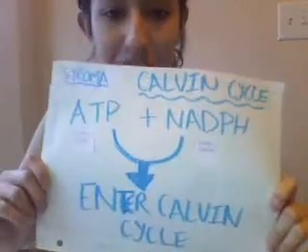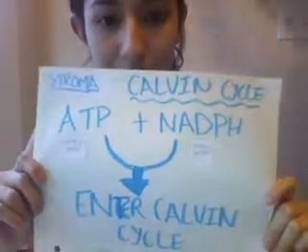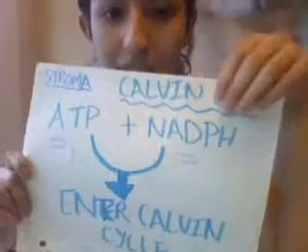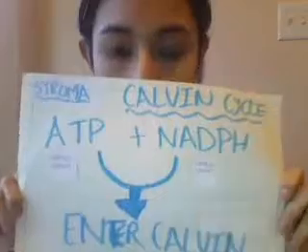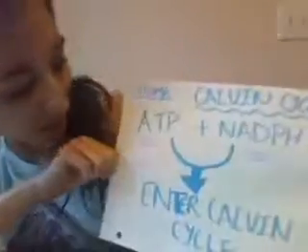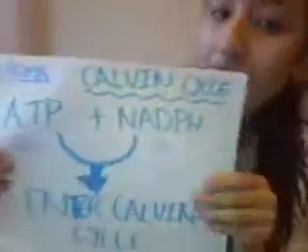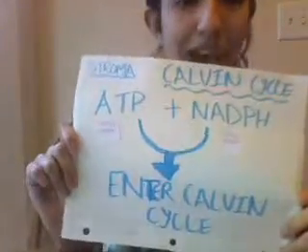Now that we've completed our light reactions, we have to complete the second part of photosynthesis, which is our dark reactions, also known as the Calvin cycle. Here's a little summary of it. The Calvin cycle is going to occur in the stroma. We have our ATP and our NADPH. Our ATP is our main energy source, and the NADPH is our energy carrier. They're both going to enter the Calvin cycle.